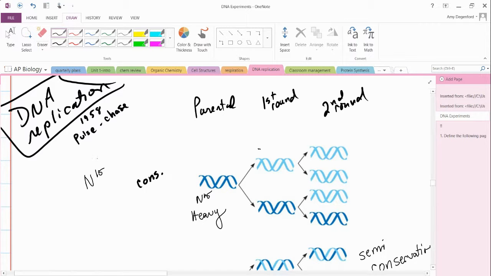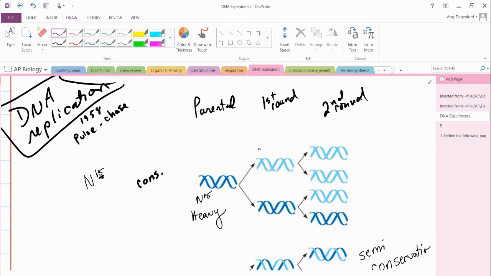In this case, it's not radioactive. It's just heavy. So they used nitrogen-15, an isotope of nitrogen. Nitrogen normally has an atomic mass of 14, so this one has an extra neutron.